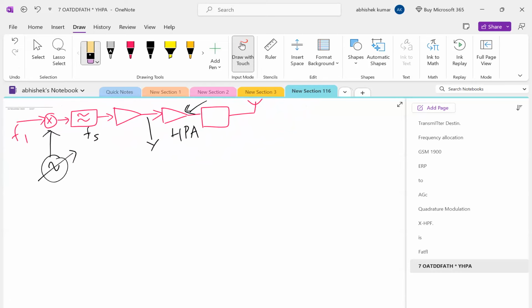Okay, this is also the same. Digital QAM, now we can see the digital QAM. Digital QAM is also the same.